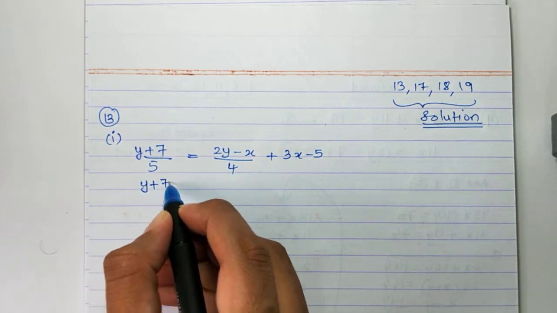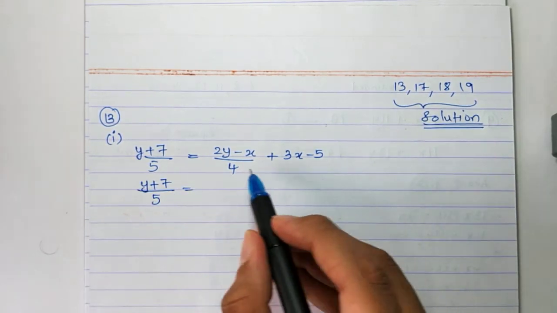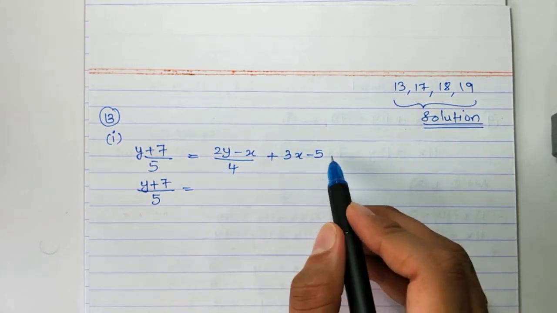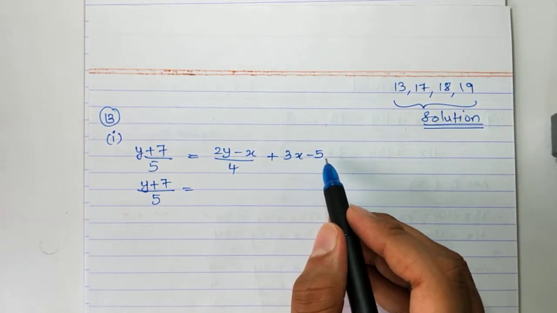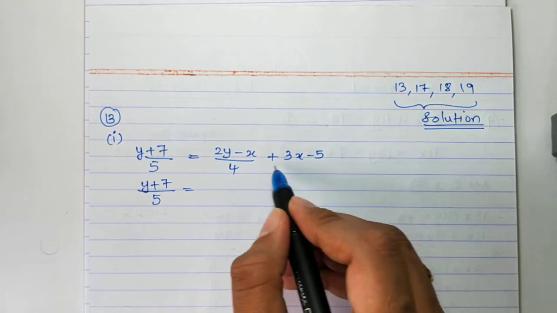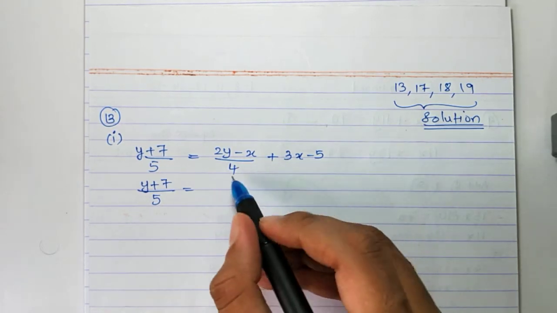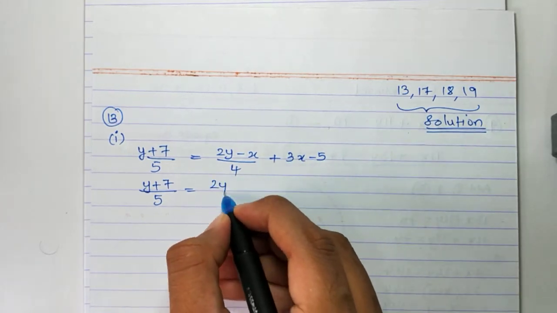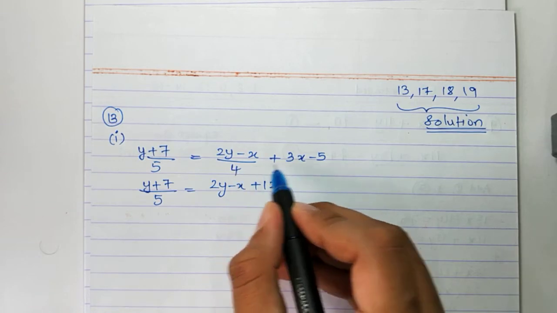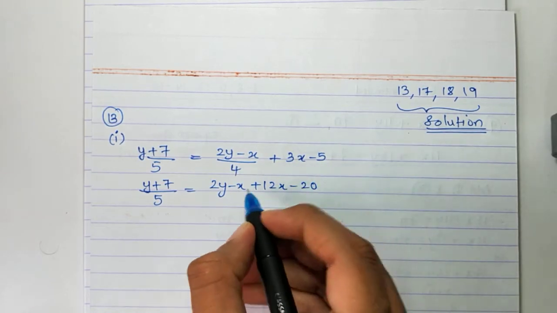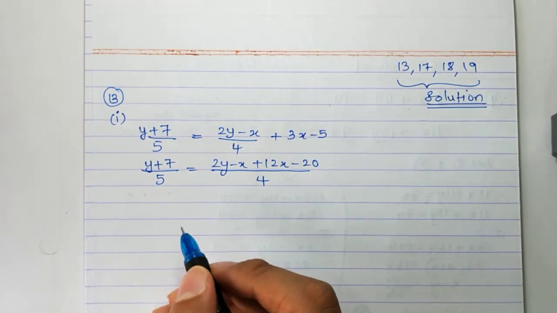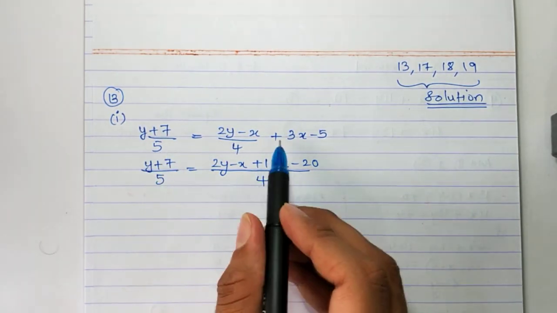So what will I do? First, on the right hand side I can see two different terms. So here and here, first I'll take the LCM. The denominator should have 4, so this 4 will get multiplied with this number. You will have 4 3s are 12x, 4 5s are 20, upon 4. Okay, now we will cross multiply.